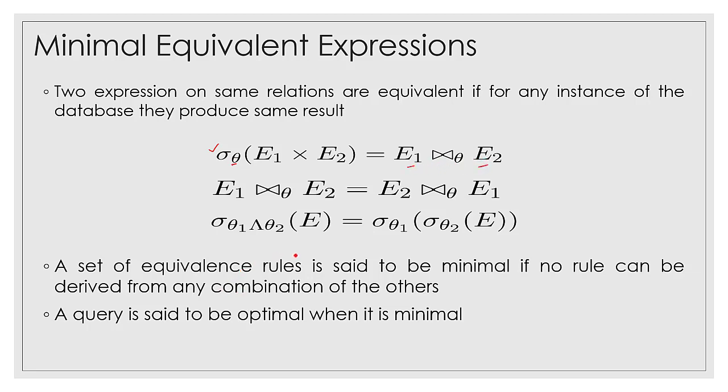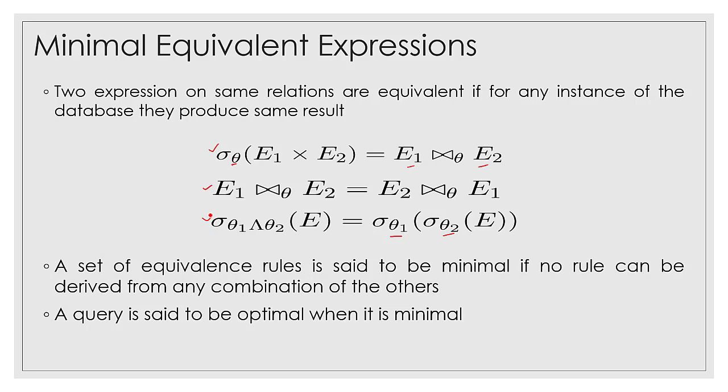Similarly, this is called the theta join is commutative. So relation E1 theta join relation E2 is equivalent to relation E2 theta join relation E1. Similarly, a selection depending on the theta 1 and theta 2 conditions on the relation E is equivalent to selecting the tuples depending on the theta 2 condition and selecting from the resultant tuples using the theta 1 condition. So these are 3 examples of equivalent expressions.